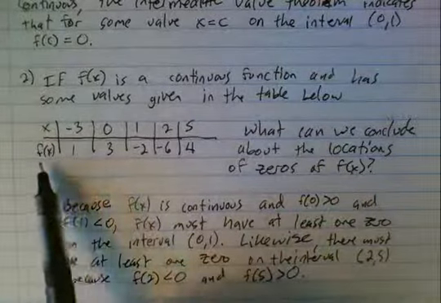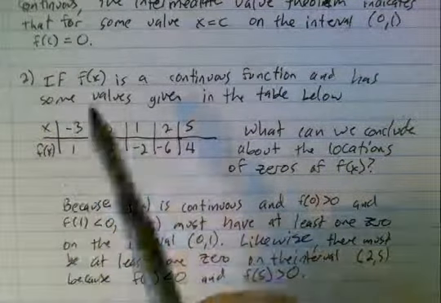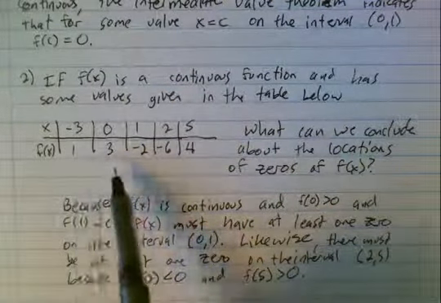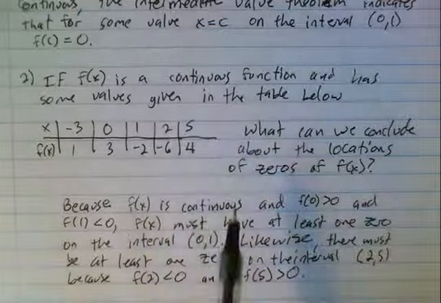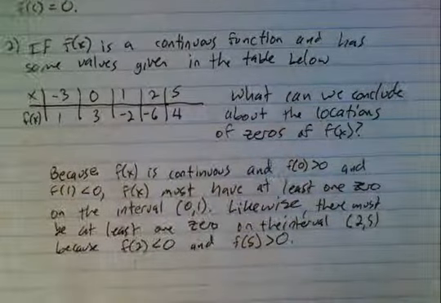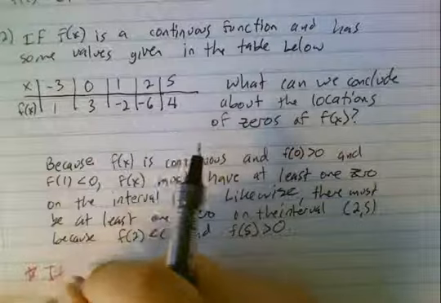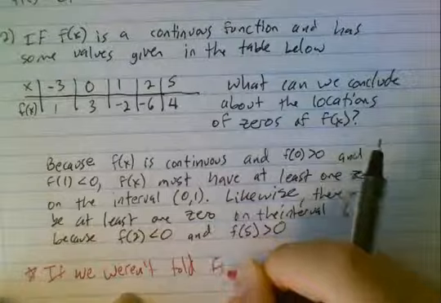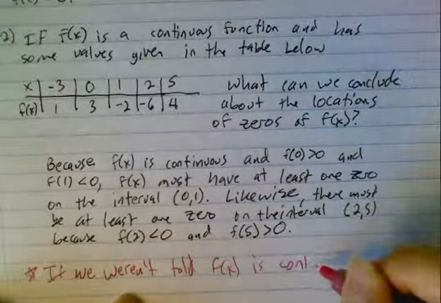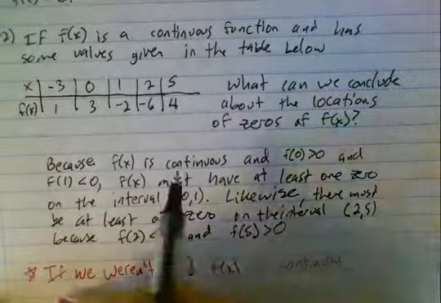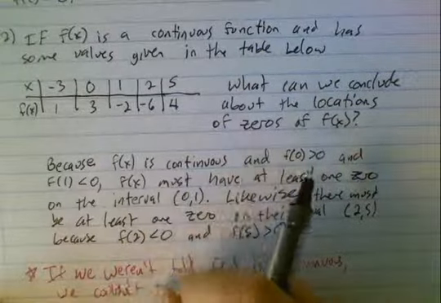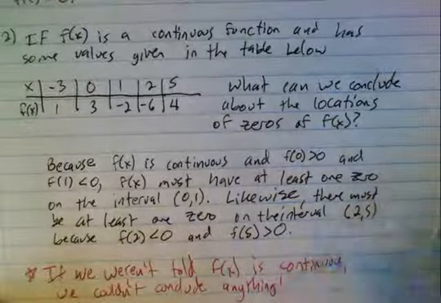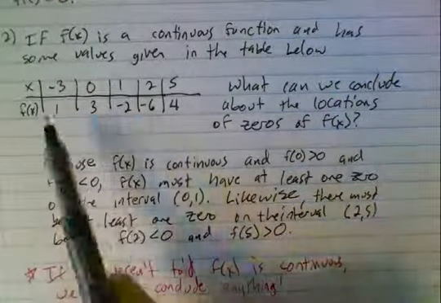So like here, maybe f of x is positive at x equals -3, negative at x equals -2, and positive again at x equals 0. So there might be additional ones, but these are the only ones that we know for certain have to be there. Note again, if we weren't told f of x is continuous, we couldn't conclude anything. Because if it's not continuous, maybe these are the only points on there.